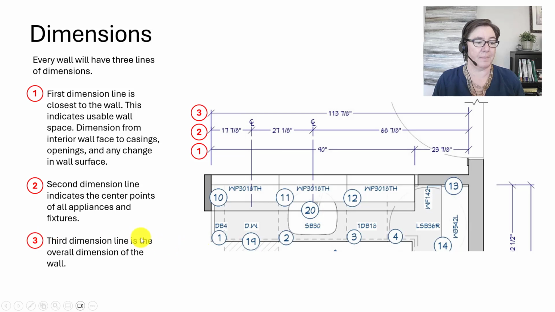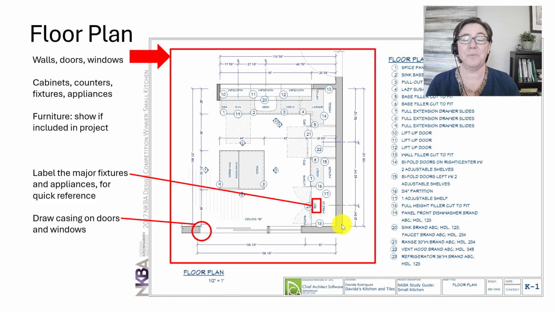Our third line of dimensions, right here, number 3, is going to be the overall dimension of your wall. So we're taking it all the way from the interior face to the other interior face. All right, and we've just gone through all of those NKBA graphic standards for the floor plan.